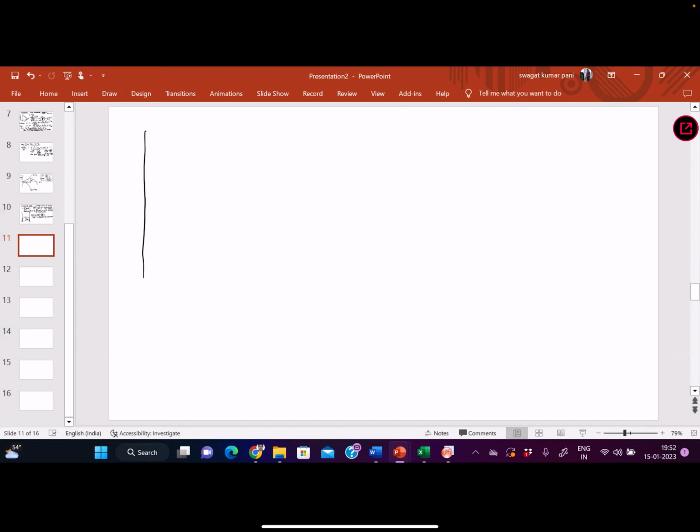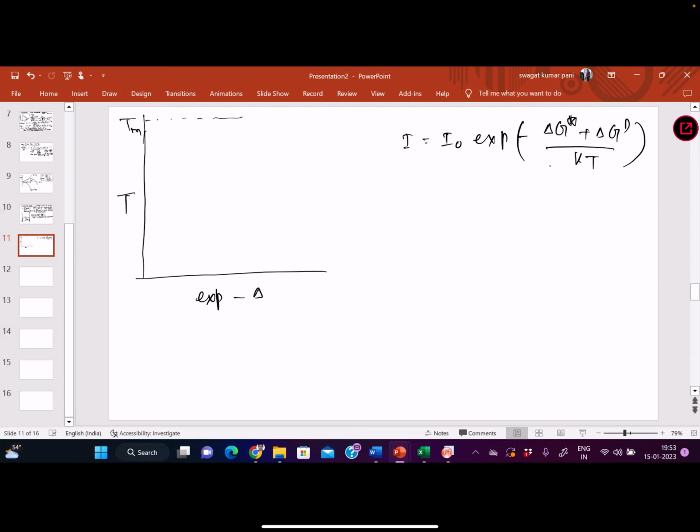So let's plot the graph for nucleation rate, how that varies with temperature. This is very important. Suppose this is our TM or melting point. In this axis, as I wrote, I equal to I0 exponential minus delta G star plus delta GD by KT. So we have two factors. One is exponential minus delta G star by KT. Another one is exponential minus delta GD by KT. We will see how these two factors vary with temperature.